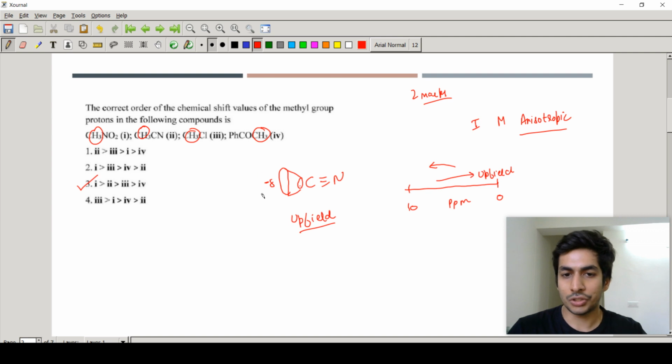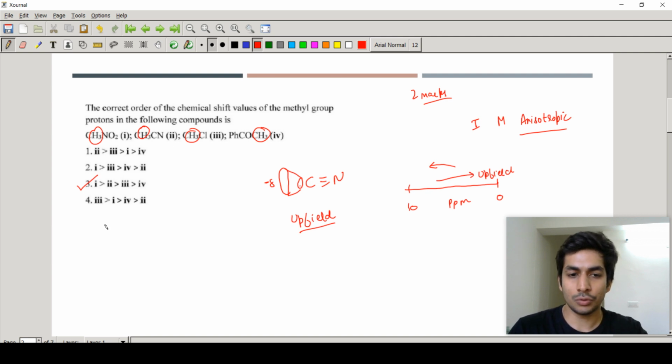So due to the shielding effect, the protons which come in this region of the nitrile group will basically be shifted upfield. Fortunately, in this particular case, the three protons of the methyl come in this shielded region. So even though you might expect these methyl protons to be highly deshielded because of the presence of this electron withdrawing nitrile group, due to the anisotropic effect and the shielding caused by the anisotropy, these methyl protons are shifted upfield.